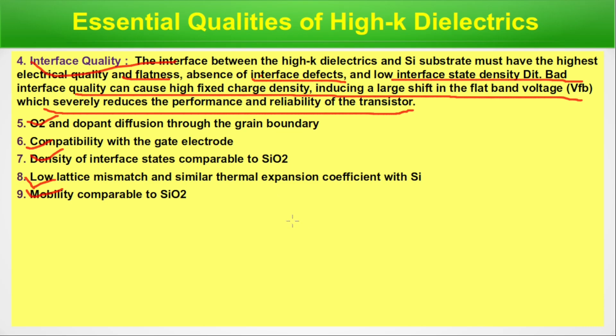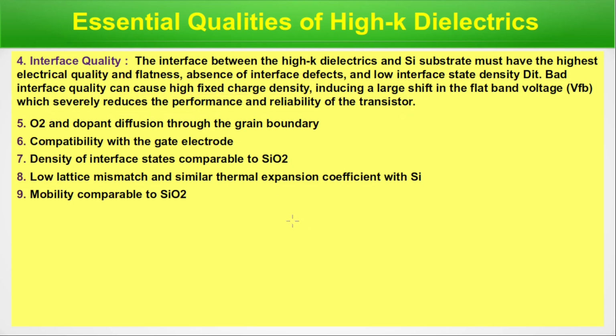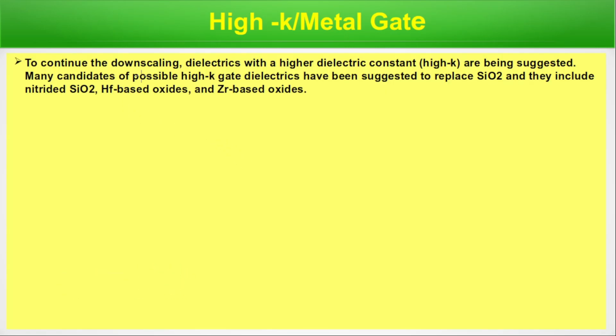Now we are done with this slide. Let's move to the next slide. High-K metal gate. To continue the downscaling, dielectrics with higher dielectric constant are being suggested. Many candidates of possible High-K dielectrics have been suggested to replace silicon dioxide, and they include nitrided silicon dioxide, hafnium-based oxide, zirconium-based oxide. Different candidates are there.